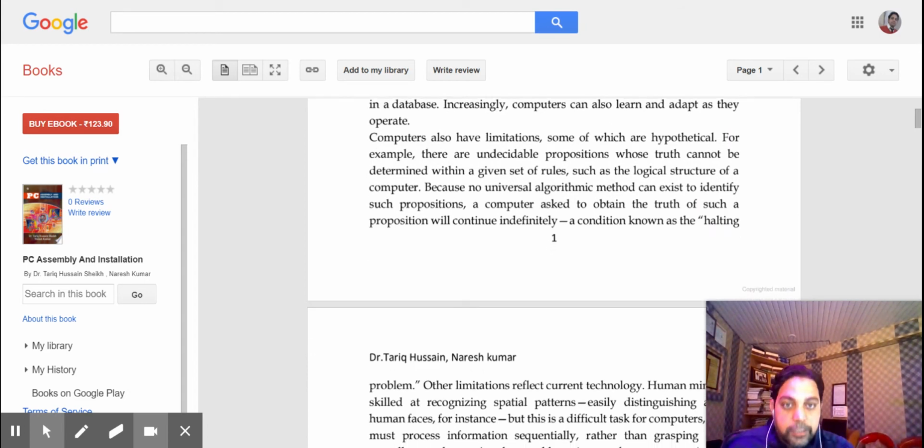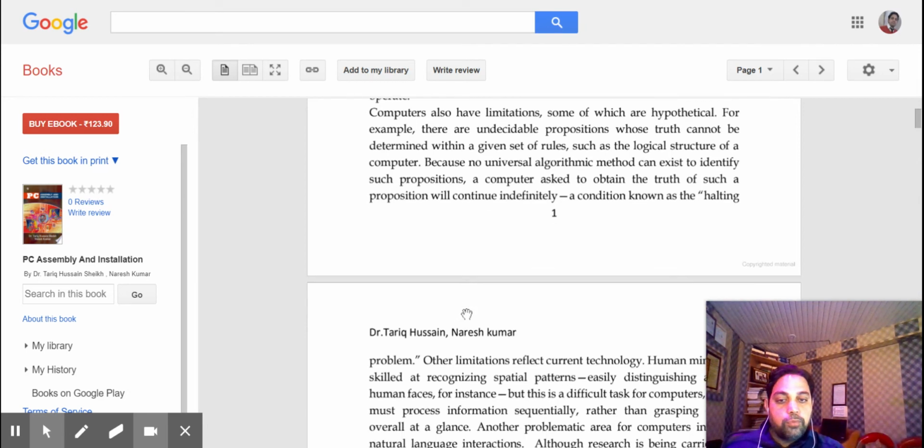Computers also have limitations, some of which are theoretical. For example, there are undecidable propositions whose truth cannot be determined within a given set of rules, such as the logical structure of the computers. Because no universal algorithmic method can exist to identify such propositions, a computer asked to determine the truth of such propositions will continue indefinitely, a condition known as the halting problem.